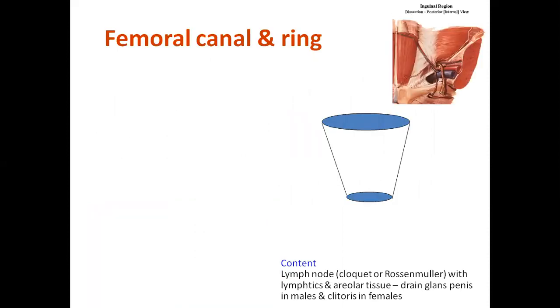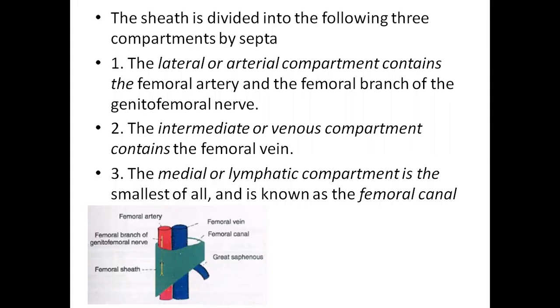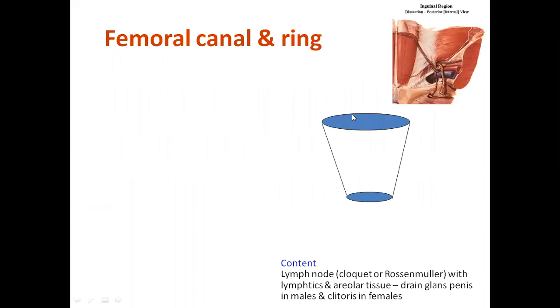So now concentrating only on the femoral canal. We are going to see this area only, femoral canal. So this is how it looks, femoral canal. These are the structures that we can see here: femoral artery, femoral vein, and most medially femoral canal can be seen. So these are the different structures in each compartment. This area looks empty, and this is called femoral canal.